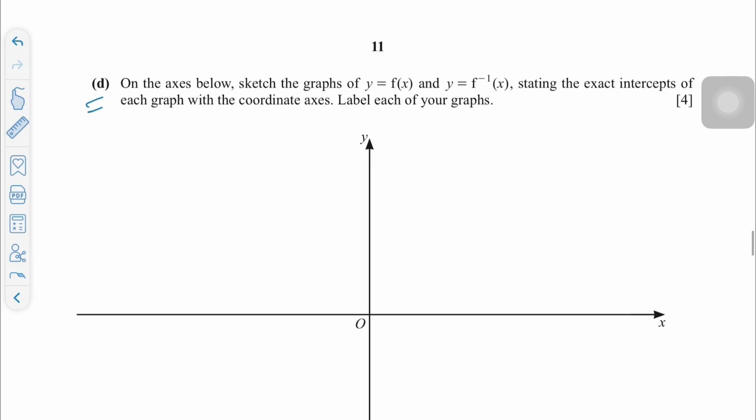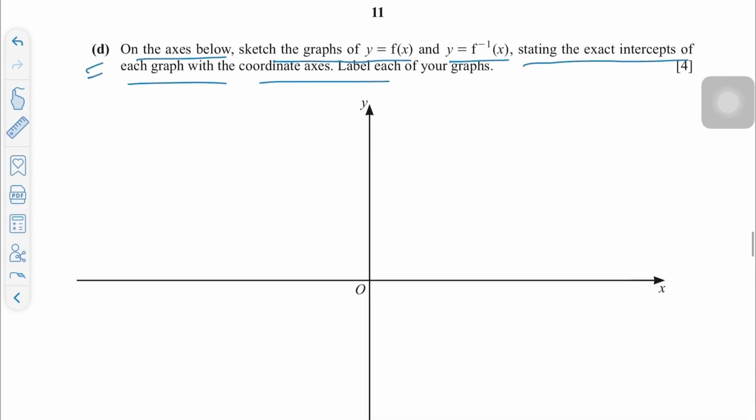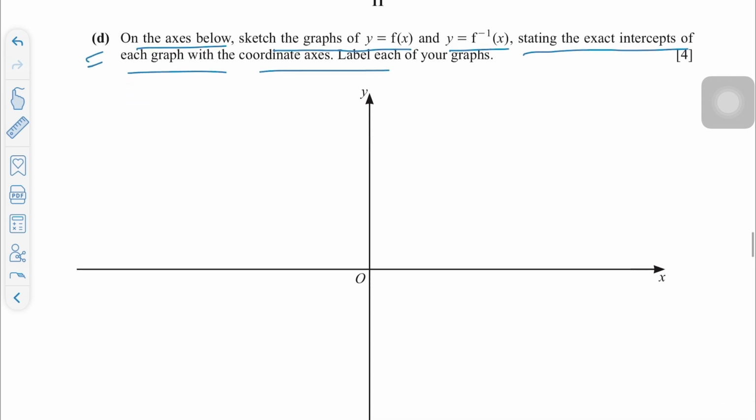So in part D, we have on the axis below, sketch the graph of y is equal to f of x and y is equal to f inverse x, stating the exact intercepts of each graph with the coordinate axis, and label each of your graphs. Now I'll be extracting the intercepts of each graph. It will be a very rough graph. I would suggest that you should be doing it yourself.